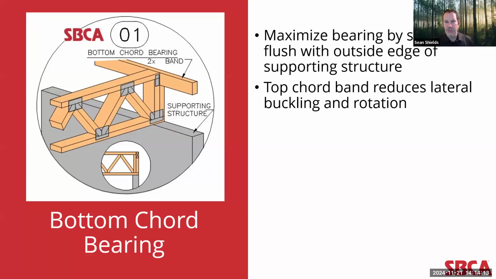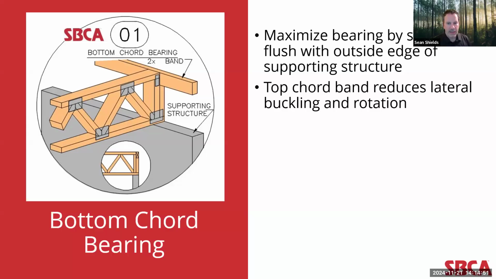This detail brings attention to the need to maximize the bearing area by setting the bottom chord of the truss flush with the outside edge of the supporting structure. You'll also notice that a band is required at the top chord to reduce lateral buckling and rotation forces exerted on the truss that are transferred down from the roof through the walls to the floor system. Often, bottom chord bearing trusses like this will be specifically designed with the outside-most parallel web cut short to accommodate the band along the top chord.